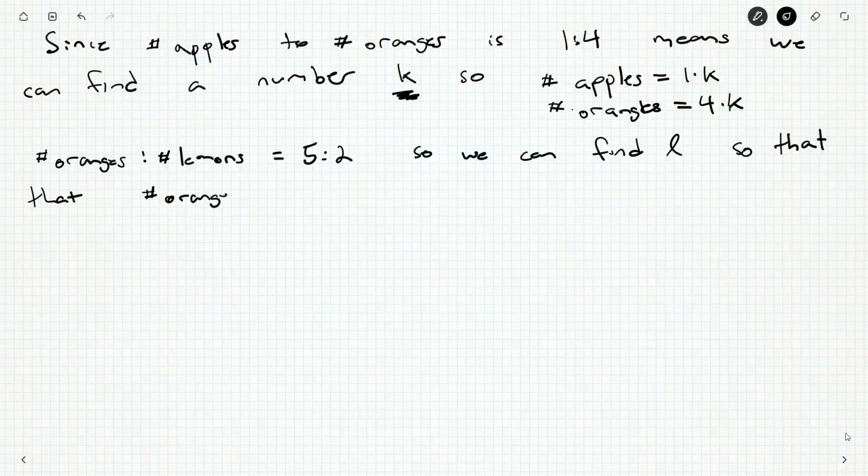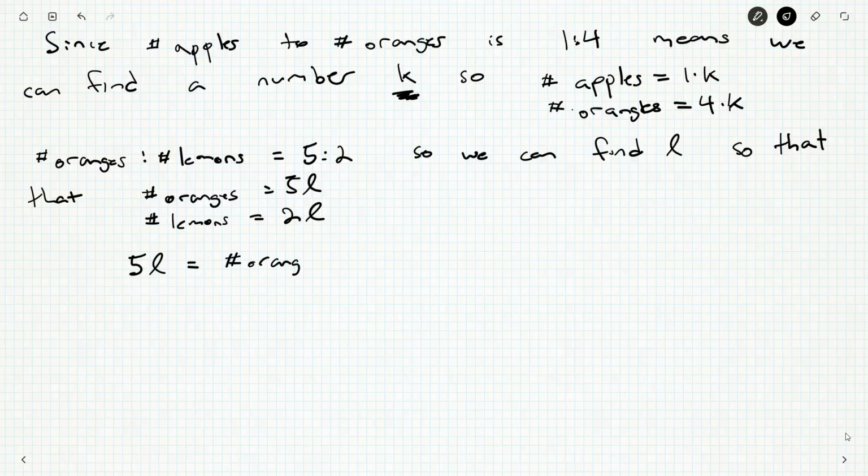So the number of oranges is 5L, and the number of lemons is 2L. Okay. So, what can we do with this information? Well, I have an expression for the number of oranges. I know 5L is the number of oranges, but that's also the same as 4k. So I can find a relationship between L and k. Is L equal to k? No, not really. But we do find some relationship. For example, if we divide both sides by 4, 5/4 of an L is 1k.